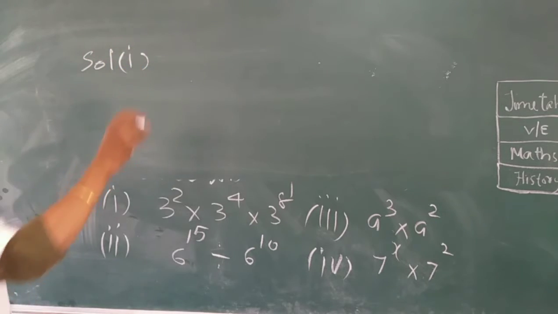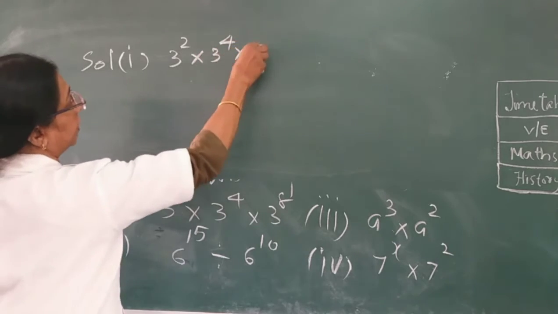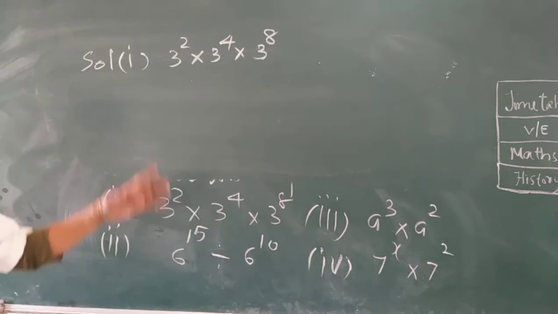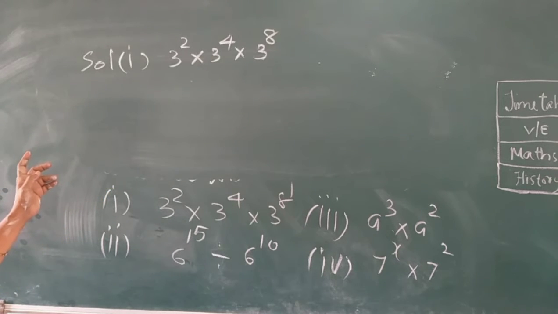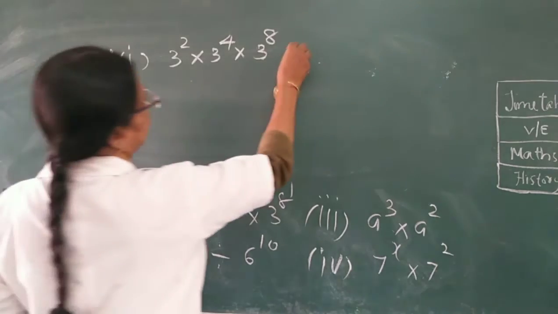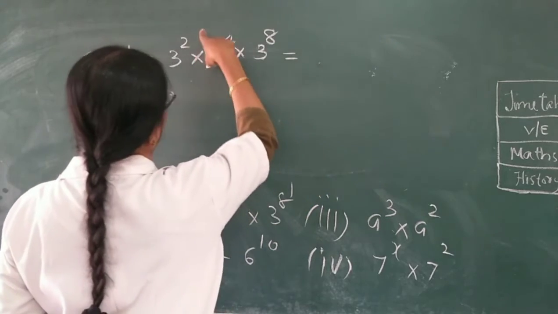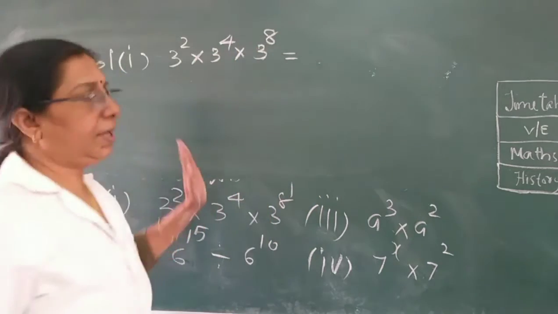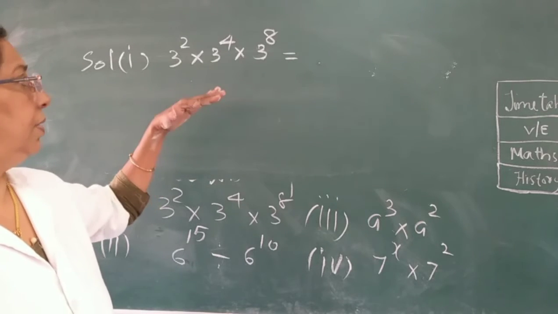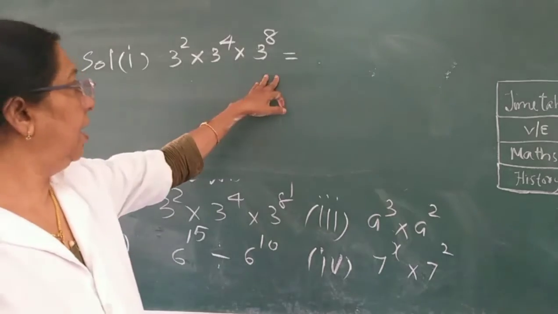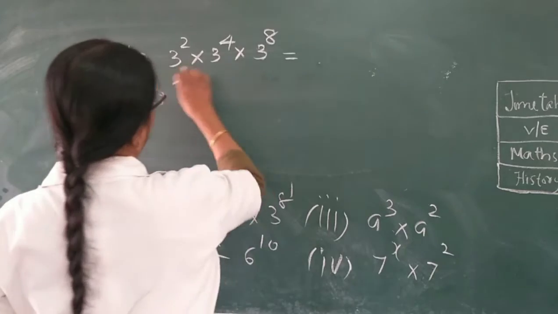Solution 1. 3 square into 3 raised to 4 into 3 raised to 8. See, what is the first law? a raised to m into a raised to n is equal to a raised to m plus n. Here, 3 square into 3 raised to 4 into 3 raised to 8. When we say a raised to m into a raised to n, it mentions only two, but it is a general form. If the base is same, we can add the exponents. That is what you should understand there. So here the bases are same.